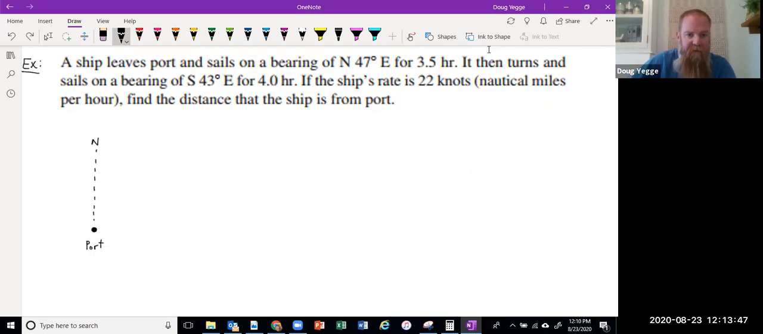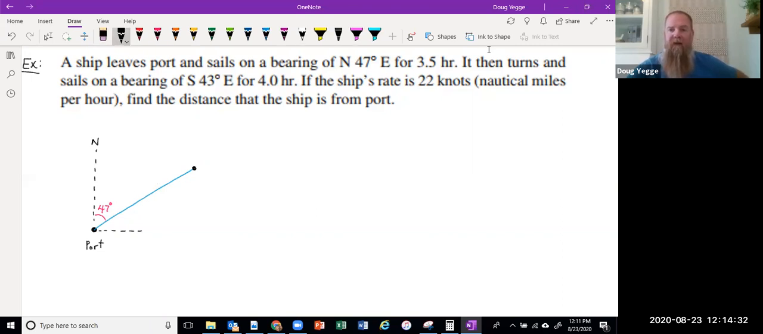So keep in mind that if this is 90 degrees, straight east, 47 degrees would be somewhere a little past halfway in. So we're going to say that this right here is the angle of 47 degrees. So north 47 degrees east. And it says that this ship sailed on a bearing of north 47 degrees east for 3.5 hours. So be very careful, because I'm not going to put 3.5 hours on here. 3.5 hours is not a distance. That's an amount of time. So we're going to hold off on doing anything with that at this point.